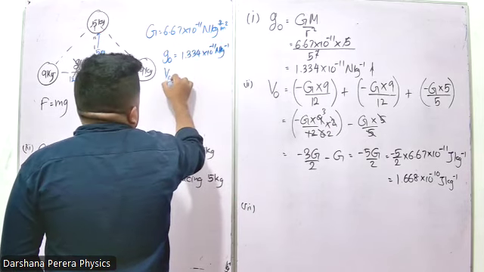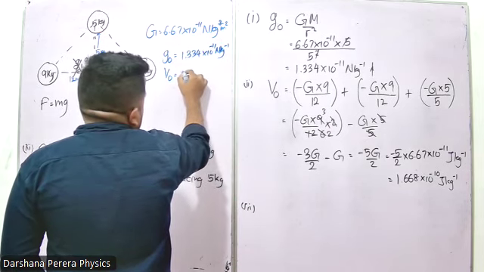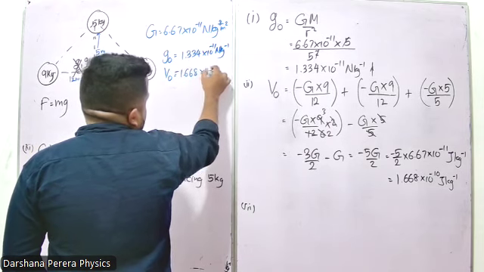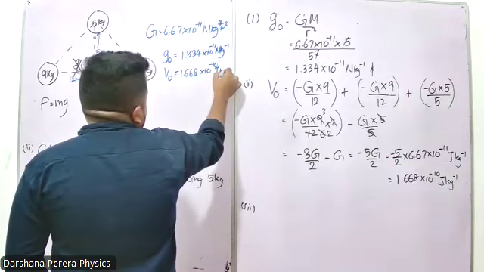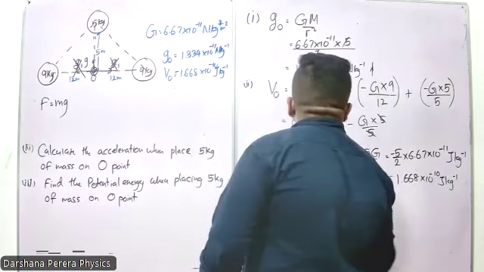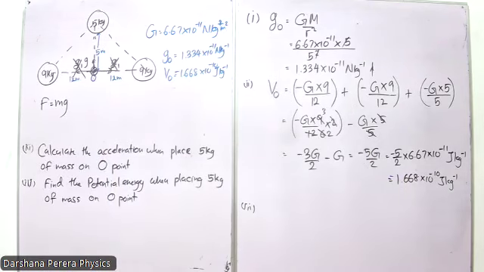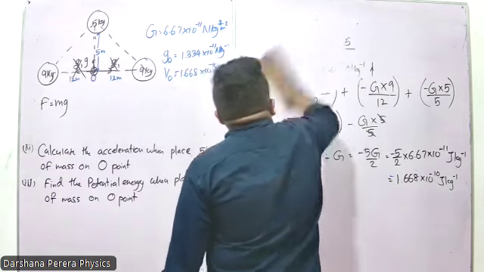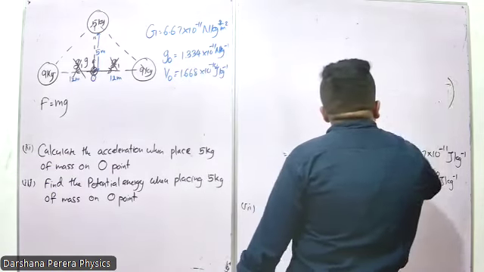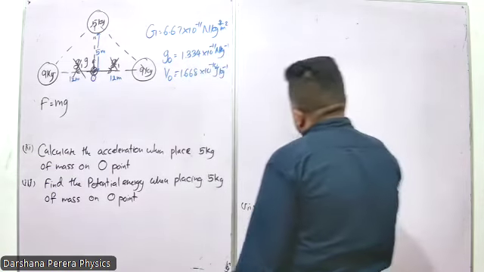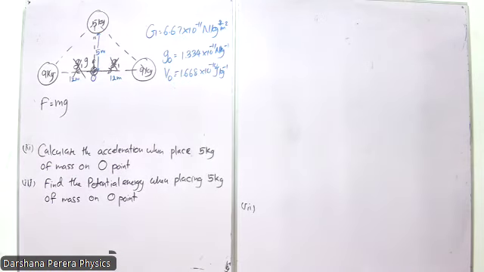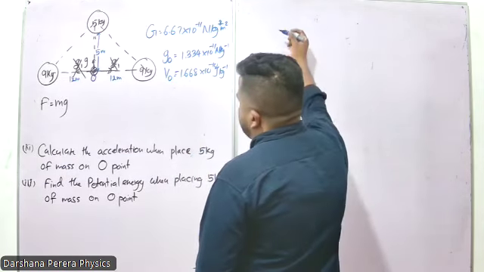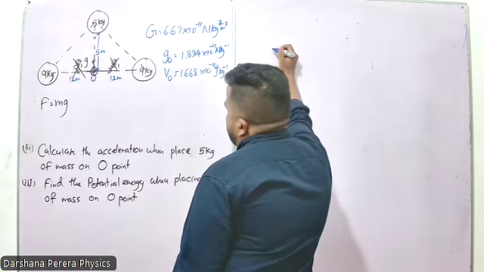So V naught equals 1.668 × 10^-10, it's minus 2. So these are the data. When I place some kind of mass at the O point, there is an acceleration acting on the mass, right? What kind of acceleration?